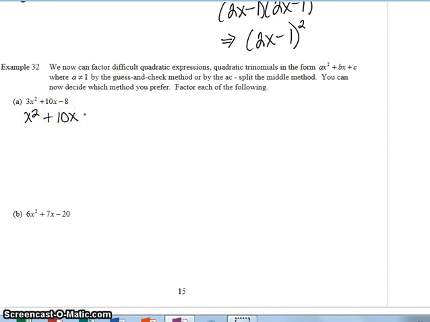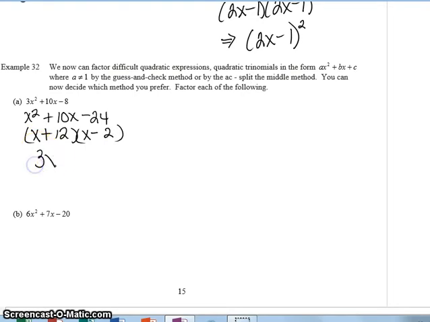10x, and I still multiply 3 times negative 8, and I get negative 24. I'm going to factor old school, so in my head I'm saying what multiplies to a negative 24 but adds to a 10. And it ends up being, let's see here, I think 12 and 2. So positive 12 minus 2. Yep, that's going to give me negative 24. It would also give me positive 10.